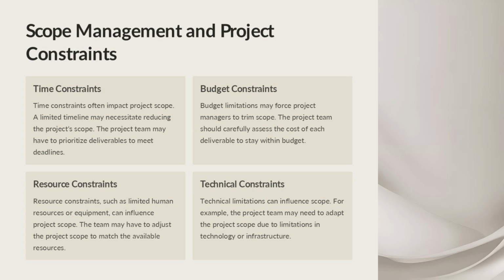Resource constraints, such as limited human resources or equipment, can influence the project scope. We may need to adjust the scope to match the available resources. Technical limitations can also shape the project scope. For example, we may need to adapt the scope due to constraints in technology or infrastructure. Throughout the project, we must vigilantly manage these various constraints to ensure the scope aligns with the time, budget, resources, and technical capabilities available to us.